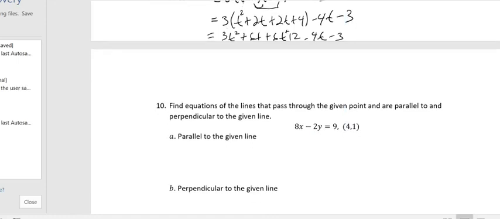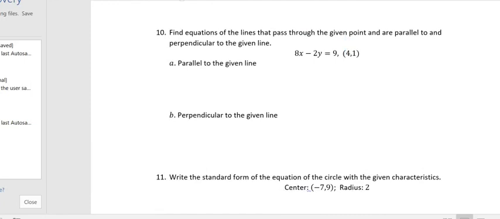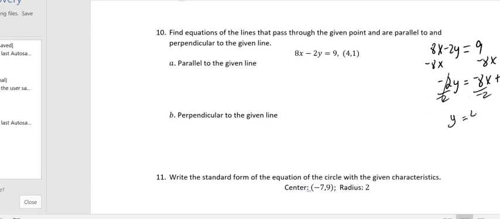Okay, number 10. Find the equation of the line that passes through these points, parallel and perpendicular. The first thing that you need is a slope, okay? So we're going to take our line, 8x minus 2y equals 9, and we need to find the slope. So I get -2y is equal to -8x plus 9, divided by -2. So y is equal to 4x minus 9/2. So the slope of that line is 4.